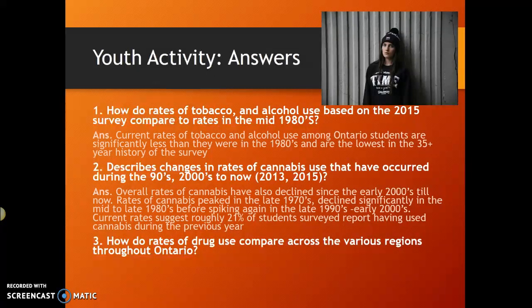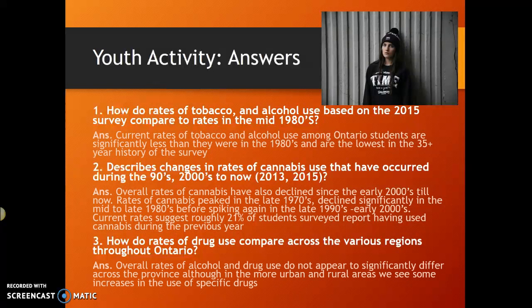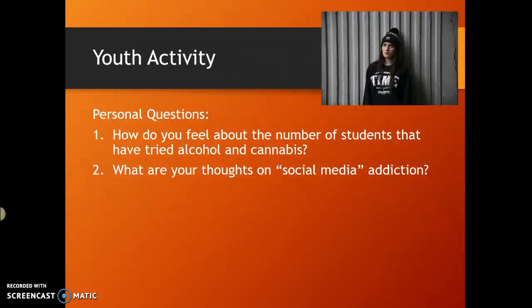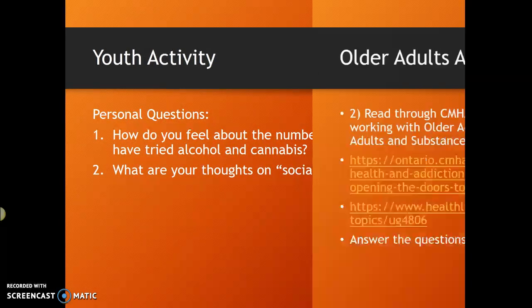And then lastly, how do rates of drug use compare across the various regions in Ontario? The answer to that is that overall rates of alcohol and drug use do not appear to significantly differ across provinces. Surprised by that? Although there is more use in urban and rural areas where we see increases in the use of specific drugs. So there might be some variation in terms of urban and rural. And then these are the personal questions which you will discuss with your peers online on DC Connect.